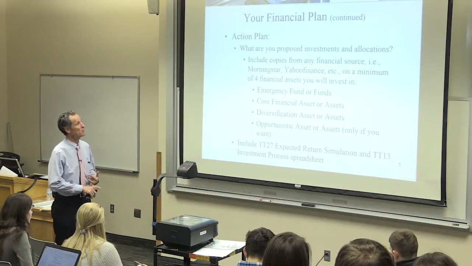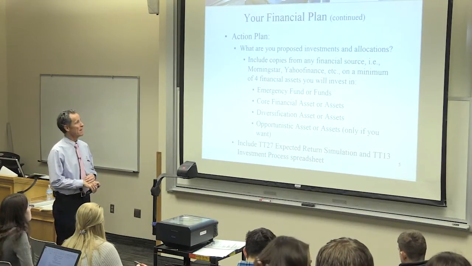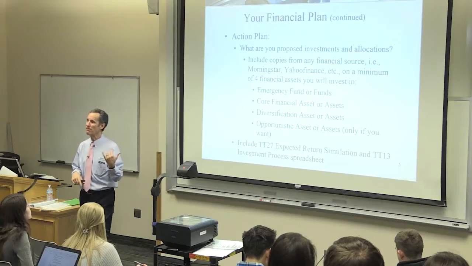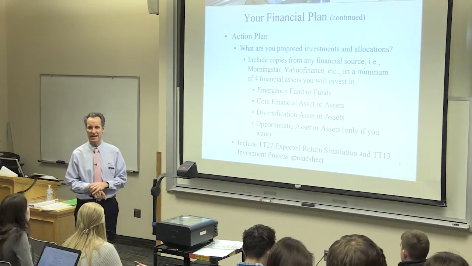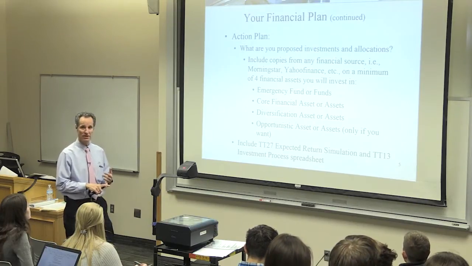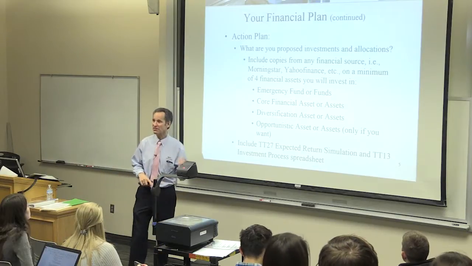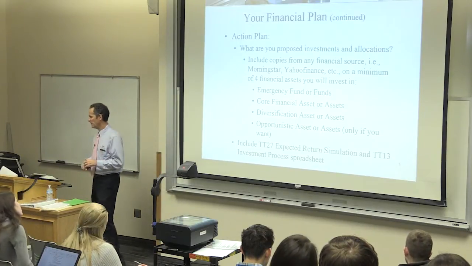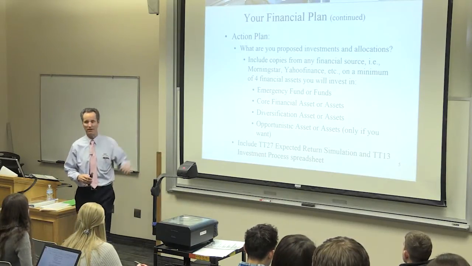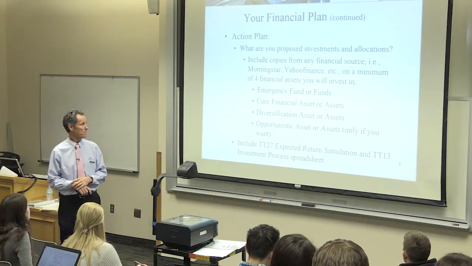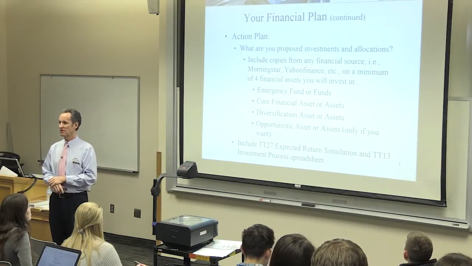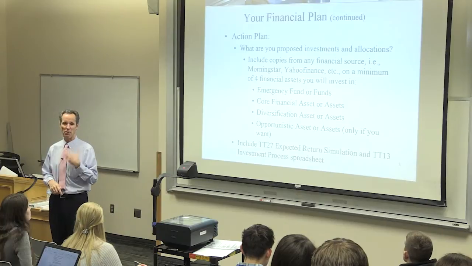So your action plan, what are your proposed investments and allocations? And that you'll include copies from a financial source. I recommend Morningstar. You're going to have a minimum of 4 financial assets. Again, a minimum of 4 asset classes. And we're going to have different areas: emergency fund or funds, your core financial assets, your diversification assets, and opportunistic assets. And truthfully, you don't have to be in opportunistic assets at all. And then you'll also include Learning Tool, the expected return simulation, in your investment process worksheet. Okay, that's a lot. But that's kind of what we'll be putting together.